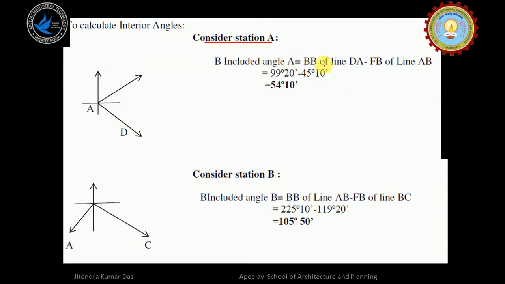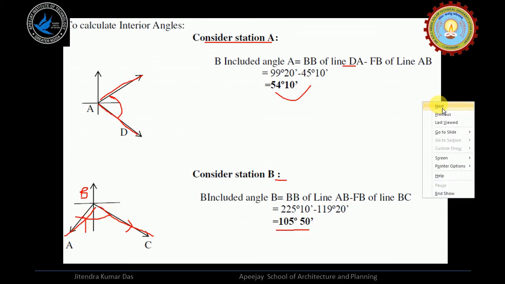Consider station A. The included angle at A is the back bearing of line DA minus the fore bearing of line AB. So you have this included angle. Similarly, when you come to B, take the back bearing of AB and the fore bearing of BC. In that case you have this included angle, and it is 105 degrees 50 minutes.